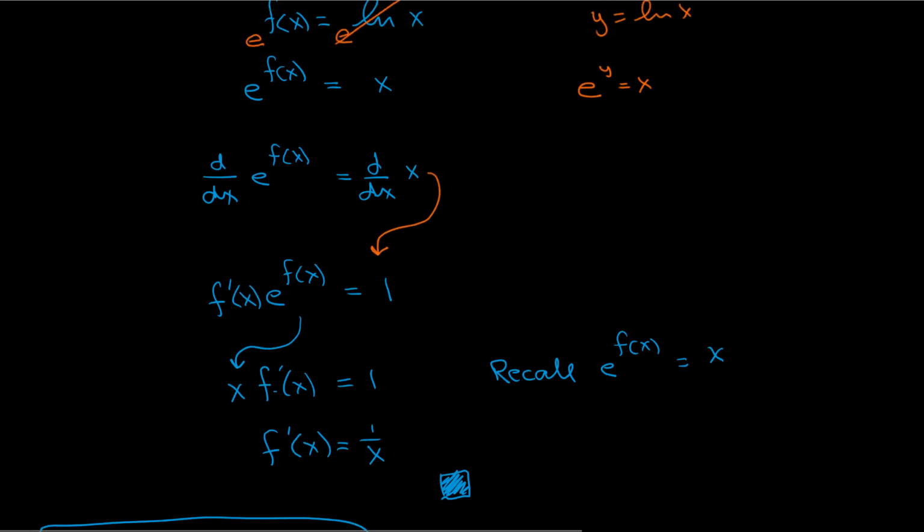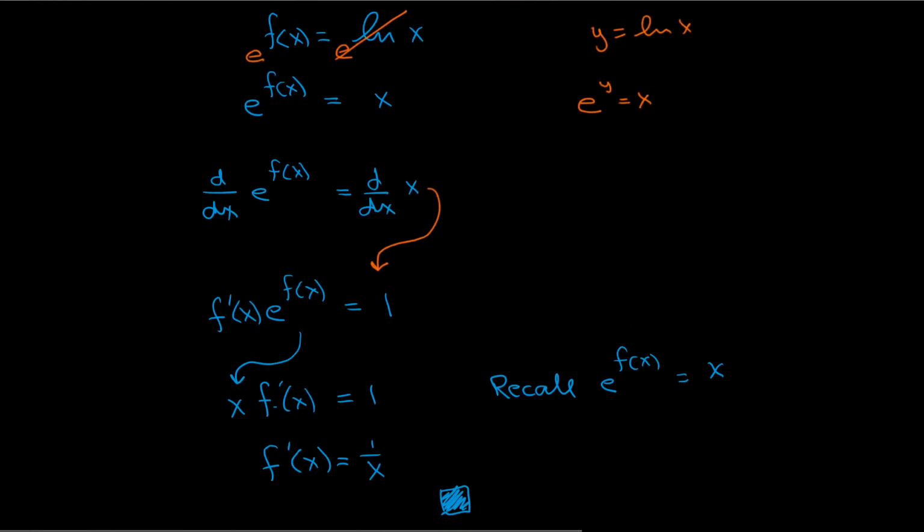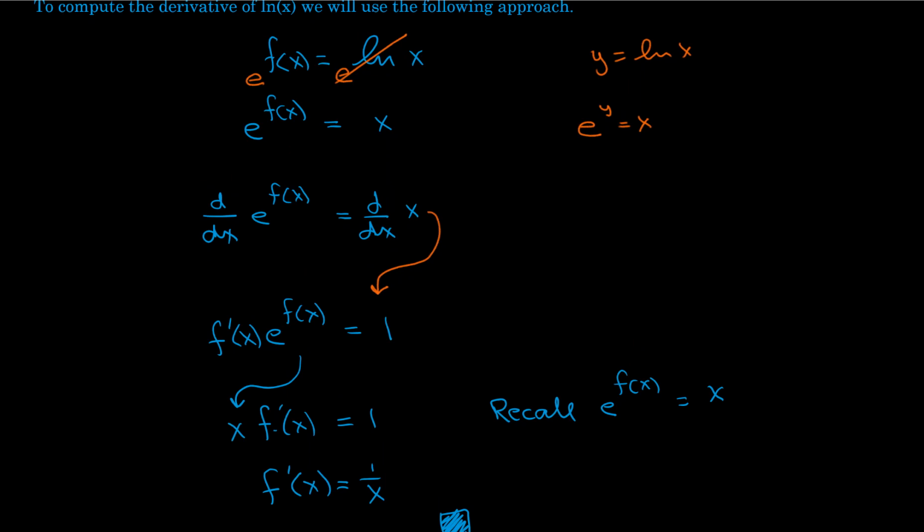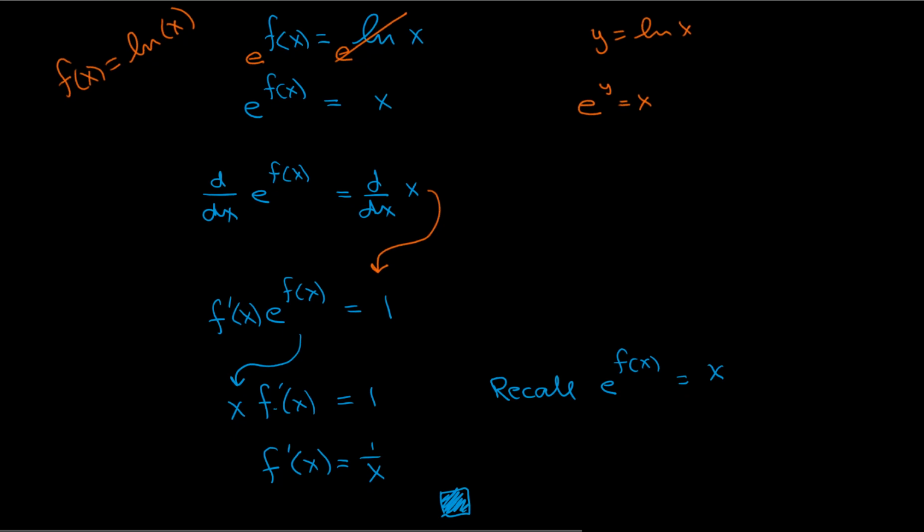And if you recall, looking way back up here, we defined f of x as the natural log of x. So if you take the derivative of the natural log of x, you get 1 over x. That's something you need to remember. That's going to be used on a regular basis.